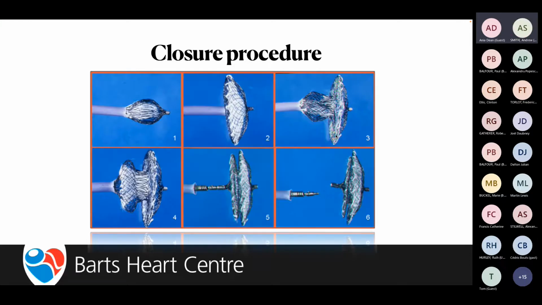And then this is just essentially that, but you can see it sort of like a bench test. So this is the delivery sheath. You can see how the device comes out the delivery sheath, initially in a bulb, then with the left-sided disc, and then the waist, and that's the start of the right-sided disc. And you can see the right-sided disc comes out, and then it all opens up and flattens on either side of the defect.